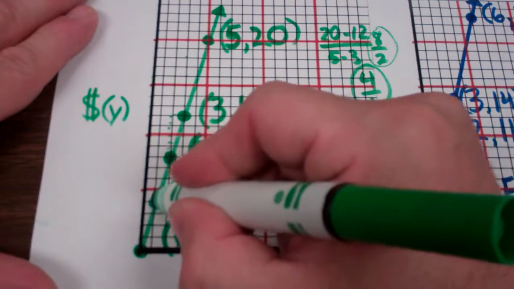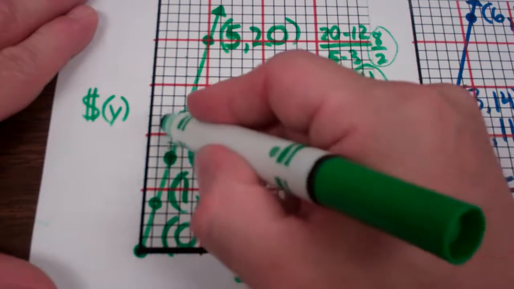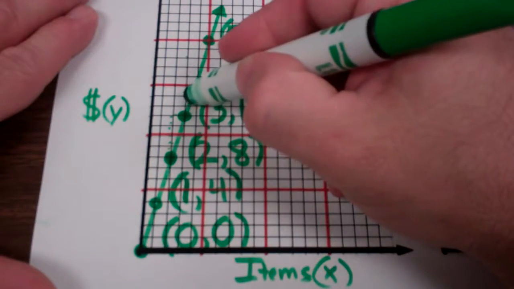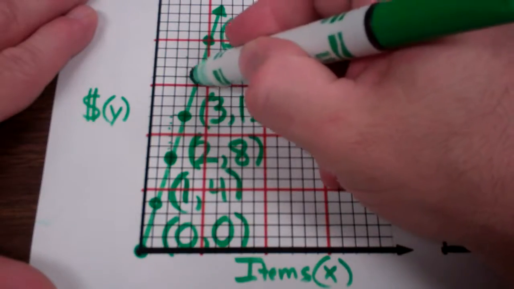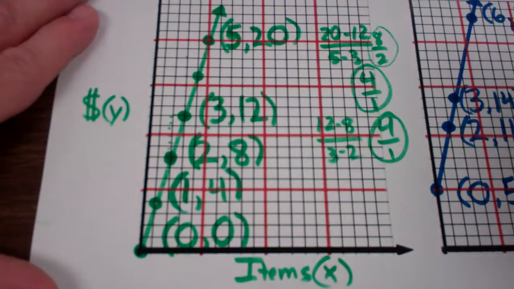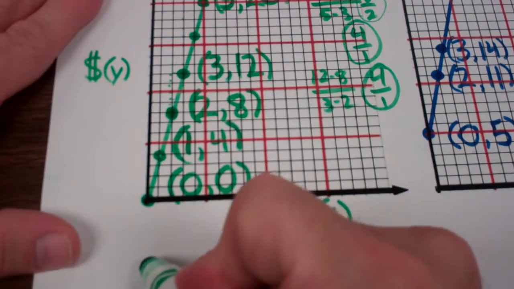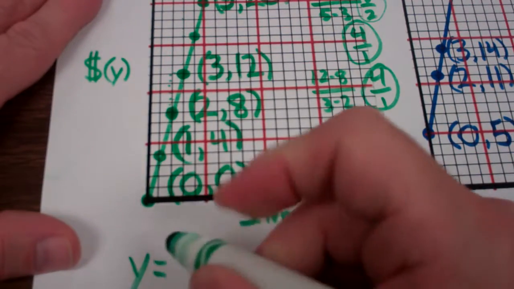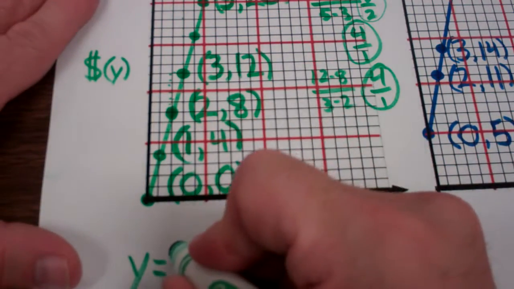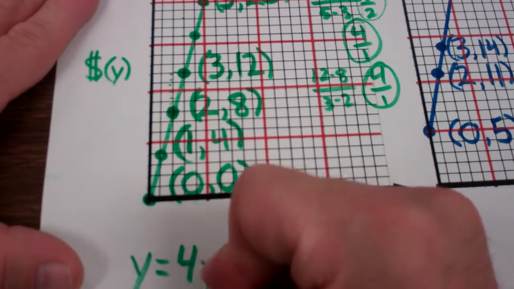4 up for every 1 to the right. 1, 2, 3, 4 up for every 1 to the right. And it would continue that way. Okay? By the way, that tells me I can also write that relationship, since it's a constant variation, y equals 4x.